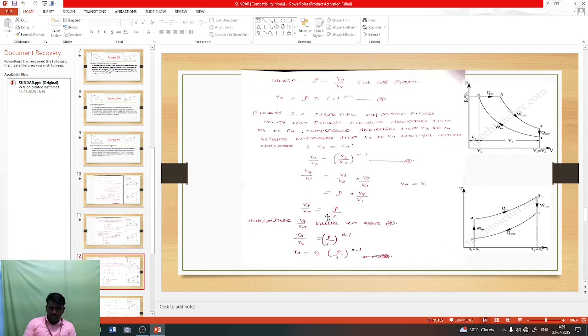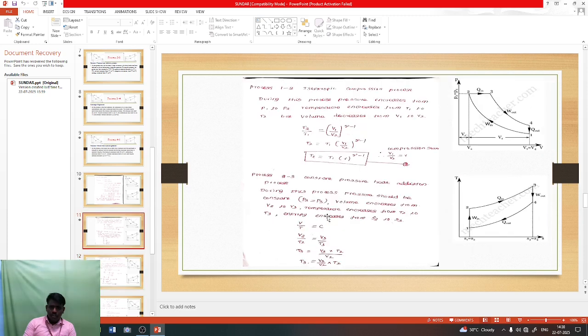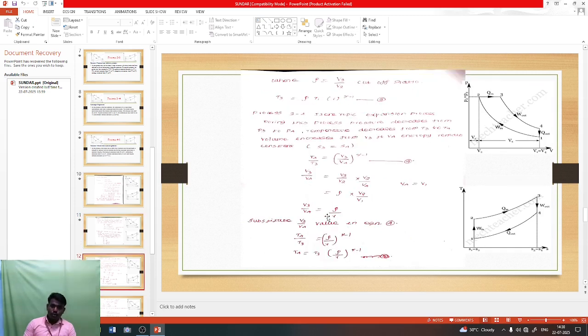Rho into T2. And we know that T2 is equal to T1 into R power gamma minus 1. So we can substitute that value in this equation, V3 by V2 into T2. So T1 into R power gamma minus 1 into rho. This is our equation number 3.